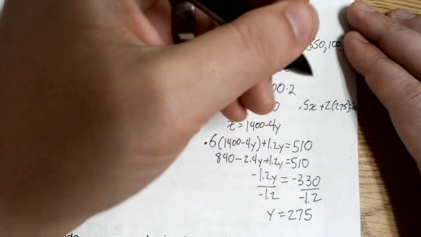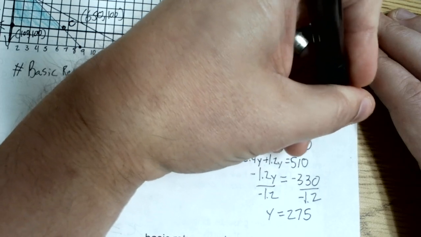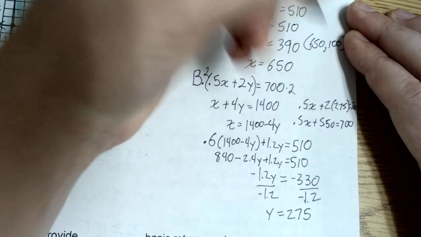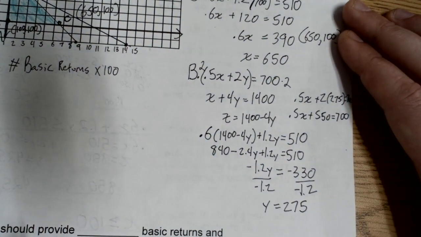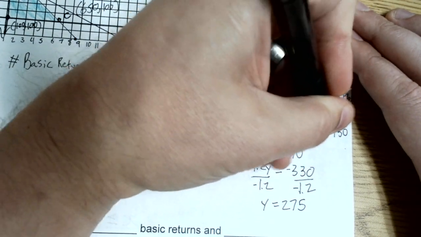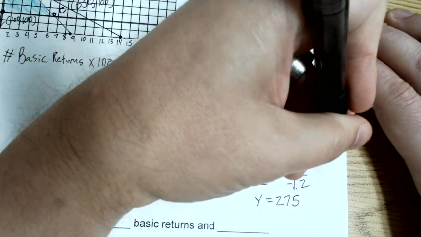So multiply that by 2, I get 550. 0.5x plus 550 equals 700. Subtract that out and I would get 150 equals 0.5x. Doubling that would end up giving me x equals 300.